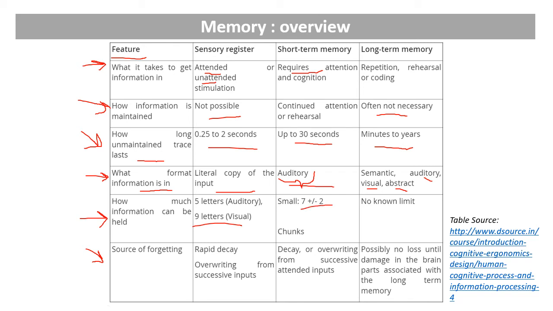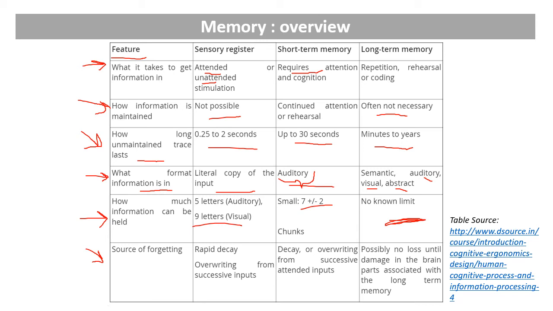So chunks means, as I had given the example of remembering a phone number, usually you chunk three or four numbers. So a set of three or four numbers becomes one chunk. And in long-term memory, there is virtually no limit.